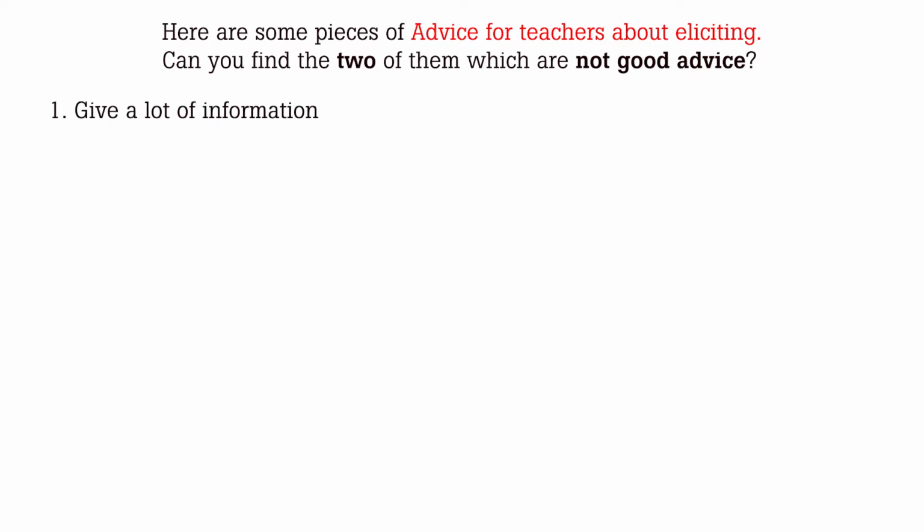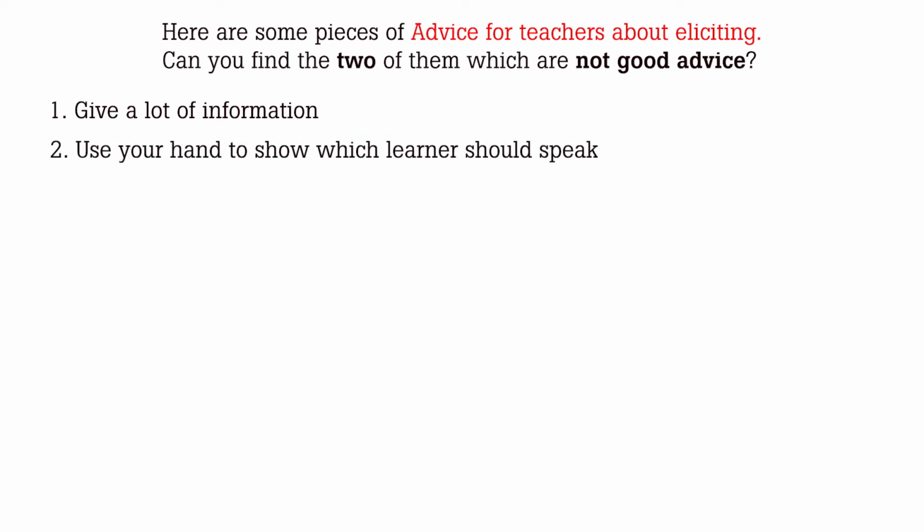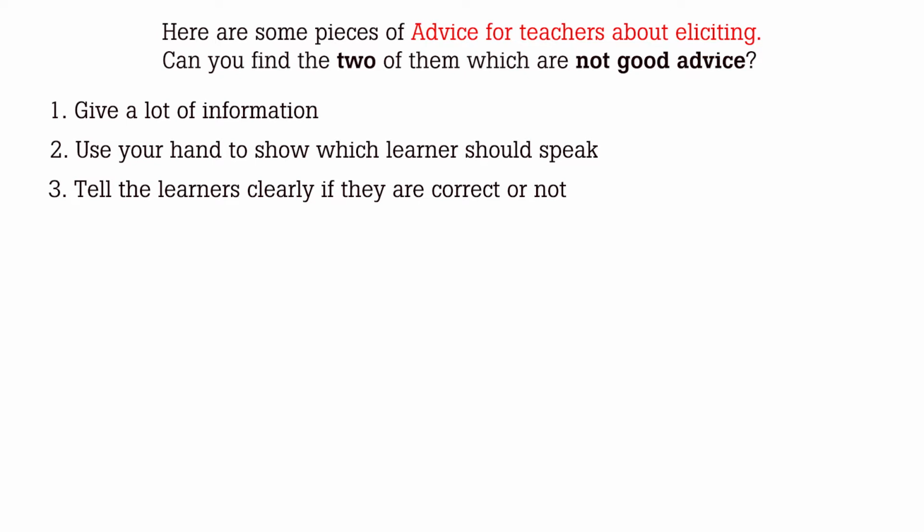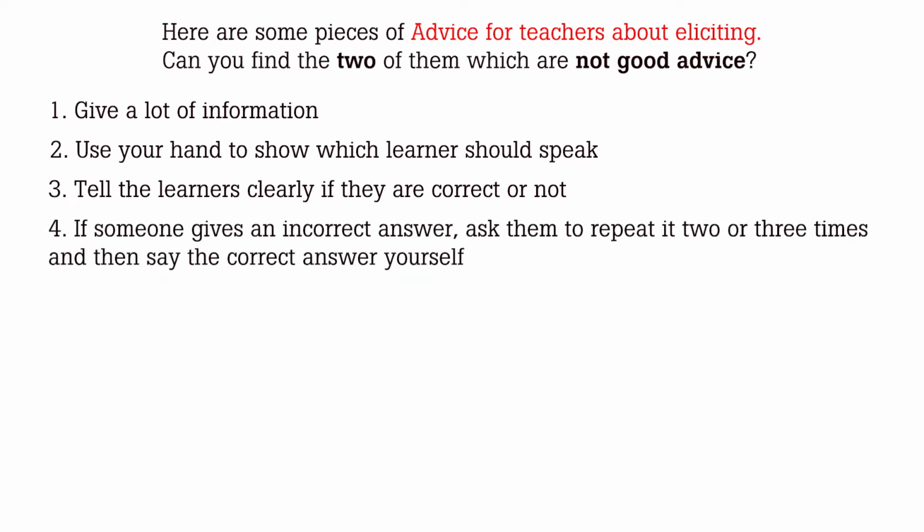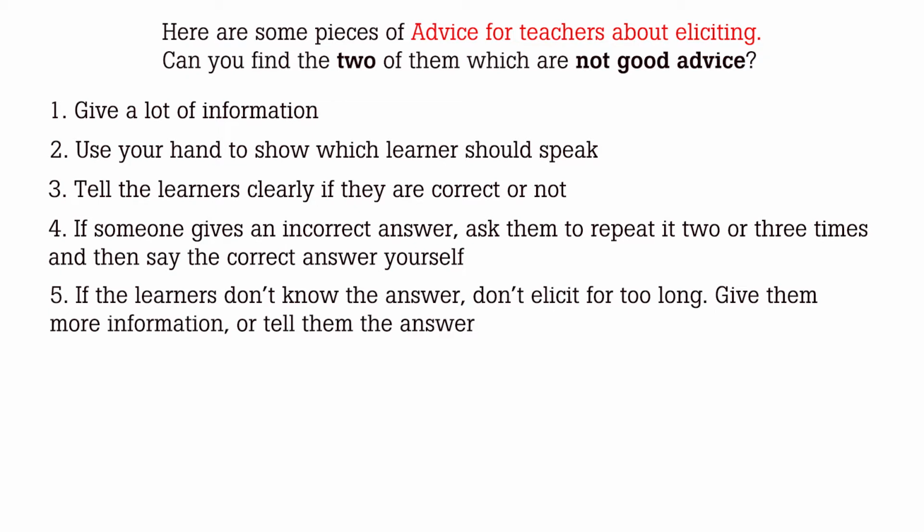1. Give a lot of information. 2. Use your hands to show which learners should speak. 3. Tell the learners clearly if they are correct or not. 4. If someone gives an incorrect answer, ask them to repeat it 2 or 3 times and then say the correct answer yourself. 5. If the learners don't know the answer, don't elicit for too long. Give them more information or tell them the answer.